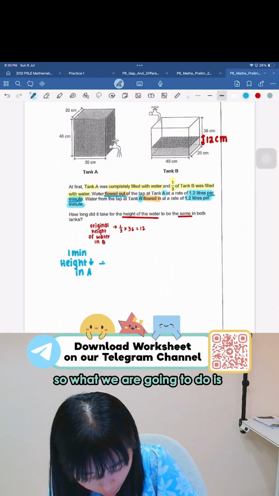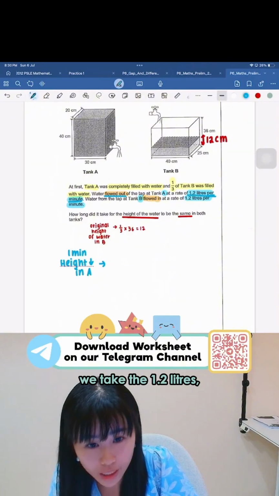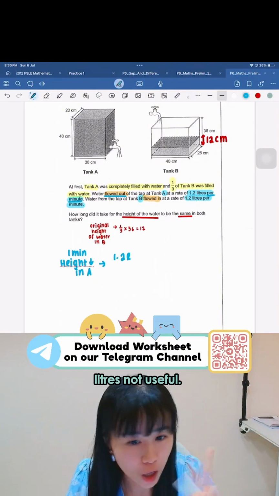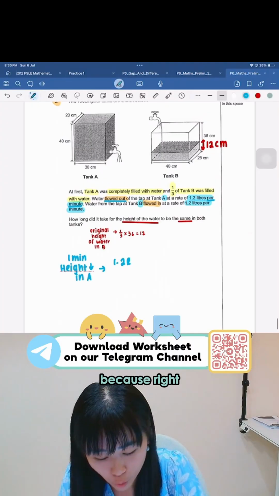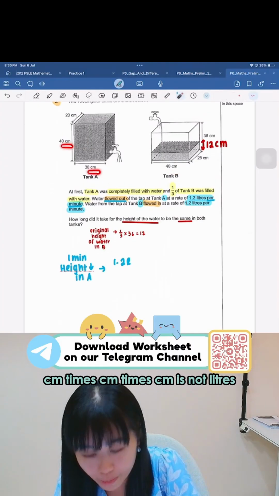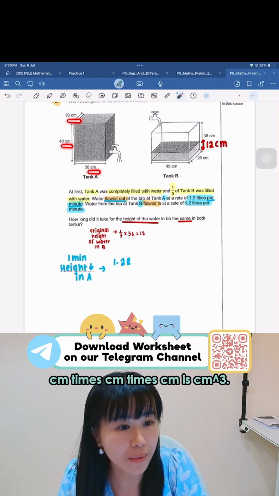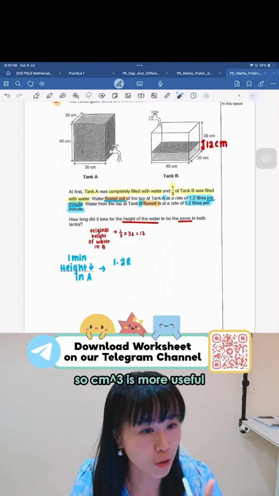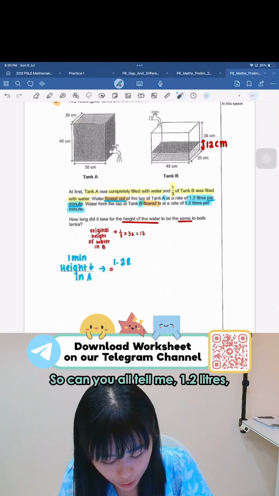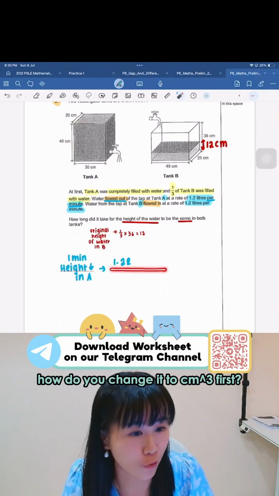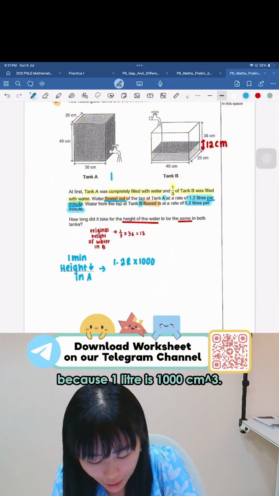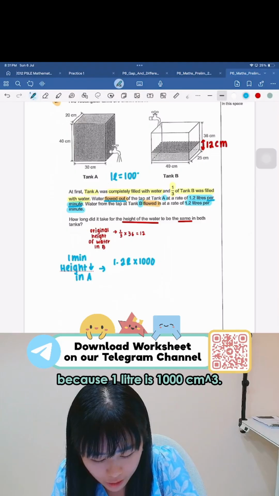Alright, so what we are going to do is we take the 1.2 liters. Liters not useful. Why liters not useful? Because cm times cm times cm is not liters. Cm times cm times cm is cm cube, right? So cm cube is more useful. So can you tell me, 1.2 liter, how do you change to the cm cube first? Thank you, Xander, times 1000. Exactly, because 1 liter is 1000 cm cube, right or not?